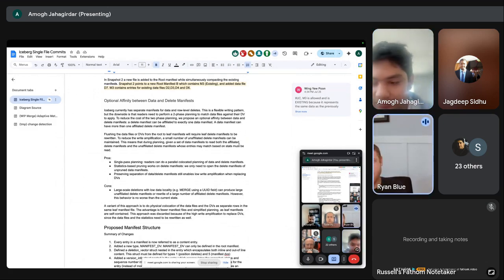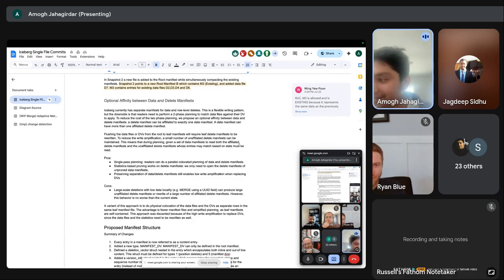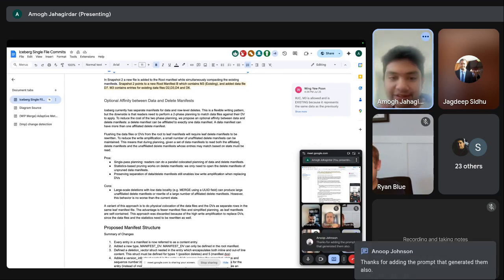Is each manifest tied to a single partition spec? I think not. I think I left that as an open question, but I don't think so, because effectively we want to enable flexible writing patterns that don't force a single manifest to only have entries tied to a single spec, right? You can have entries that span different specs. I think it gives that flexibility.